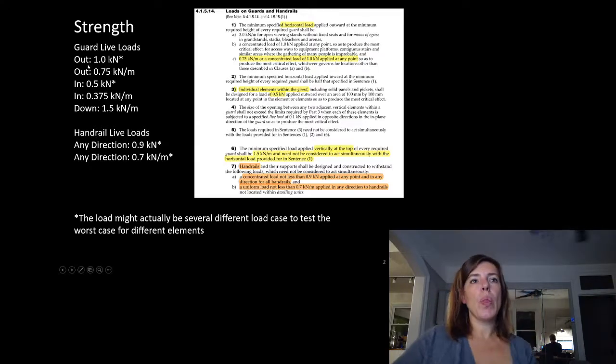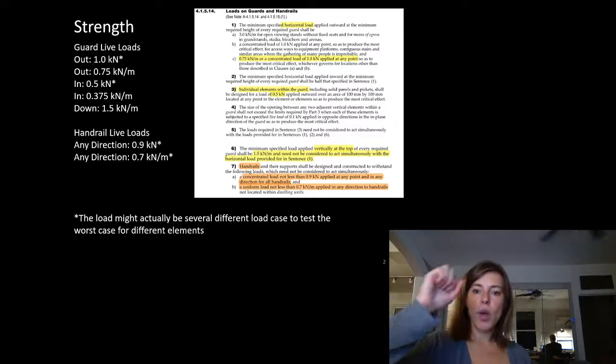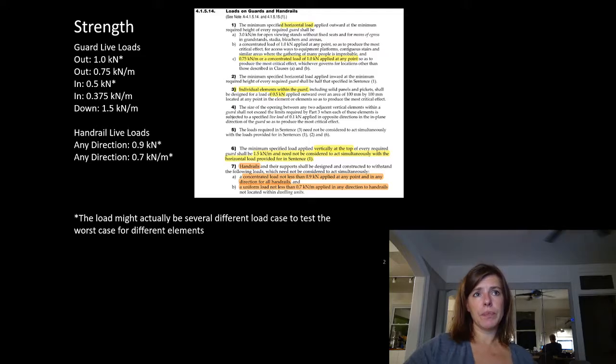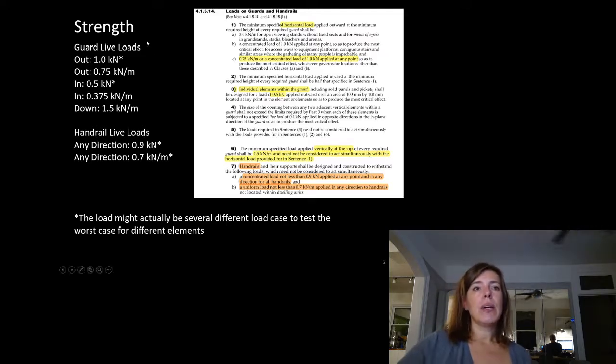So we're talking now outwards. So pushing on the guard outward, you have to do a 1 kilonewton point load. But look, I have an asterisk here. The load might actually be several different load cases to test the worst case for different elements.